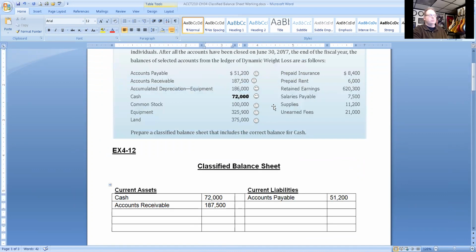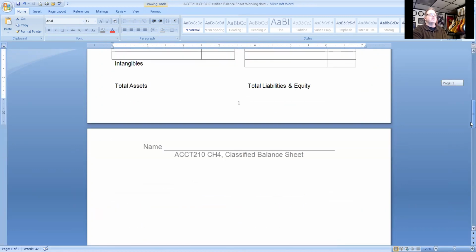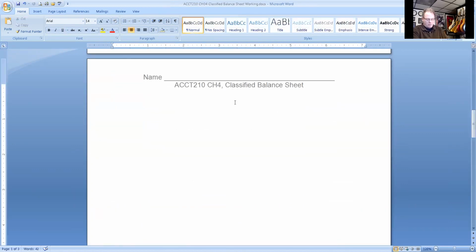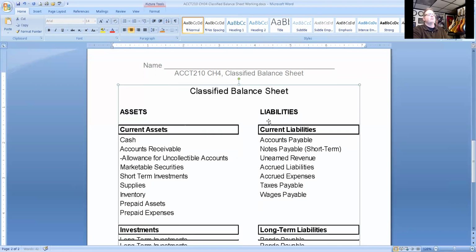Okay, let's go to prepaid insurance. Where's that going to go? Look on that sheet. Where did the prepaid stuff go?